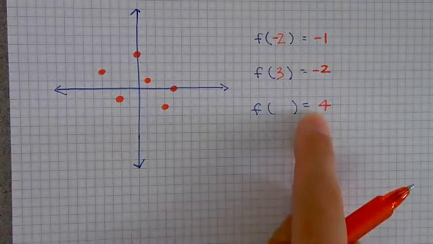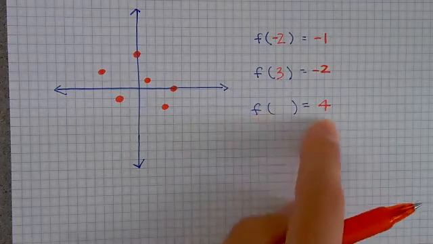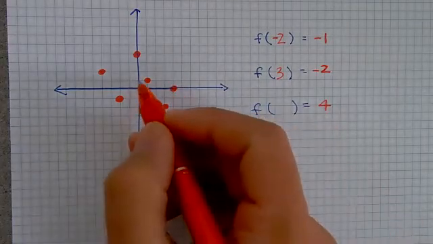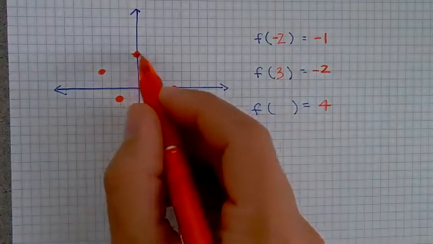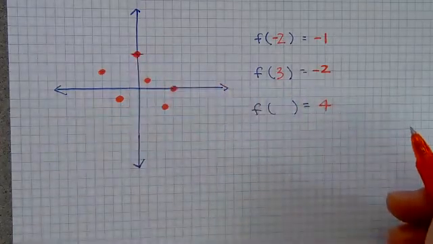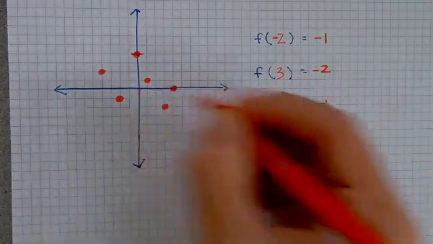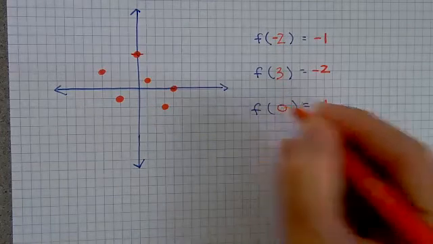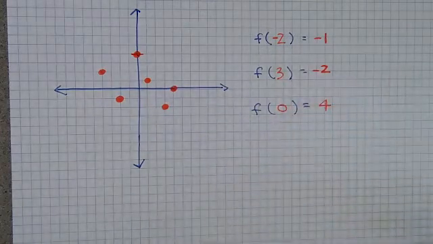Okay, and then the last one, they give you an output of 4. 1, 2, 3, 4. So it's this point right here. Okay, your x value at that point should be 0.